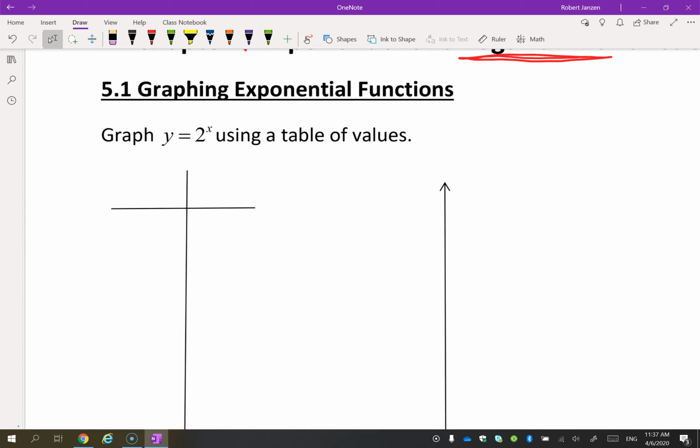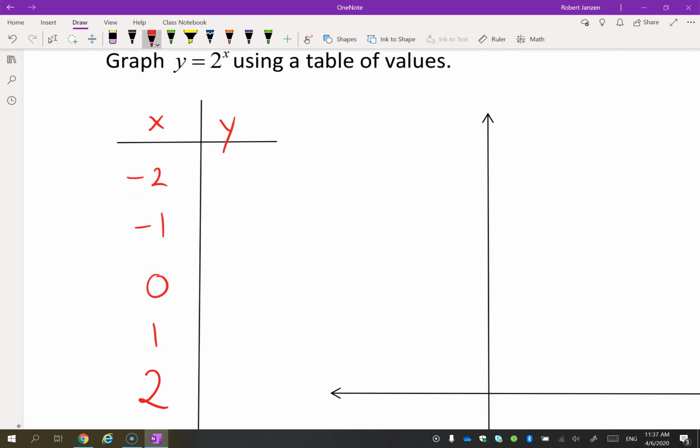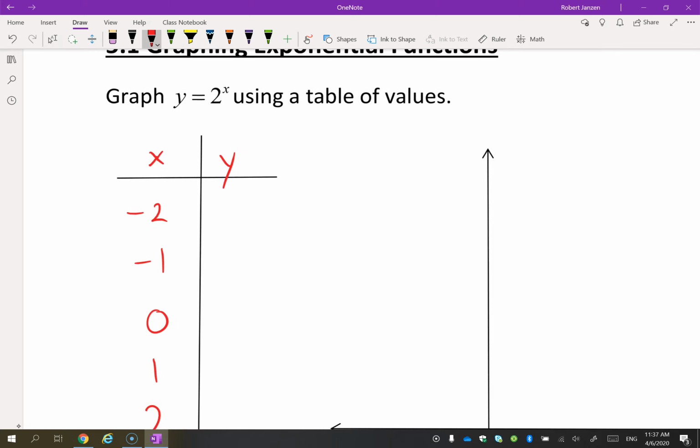Well, we don't know what this graph looks like, y equals 2 to the power x. So what we usually do is we start with a table of values. Okay, this is just for introduction. You are not going to need to do this eventually. But if we pick a couple of values, let's take -2, -1, 0, 1, and 2. If you put those into the function, so y equals 2 to the power -2.